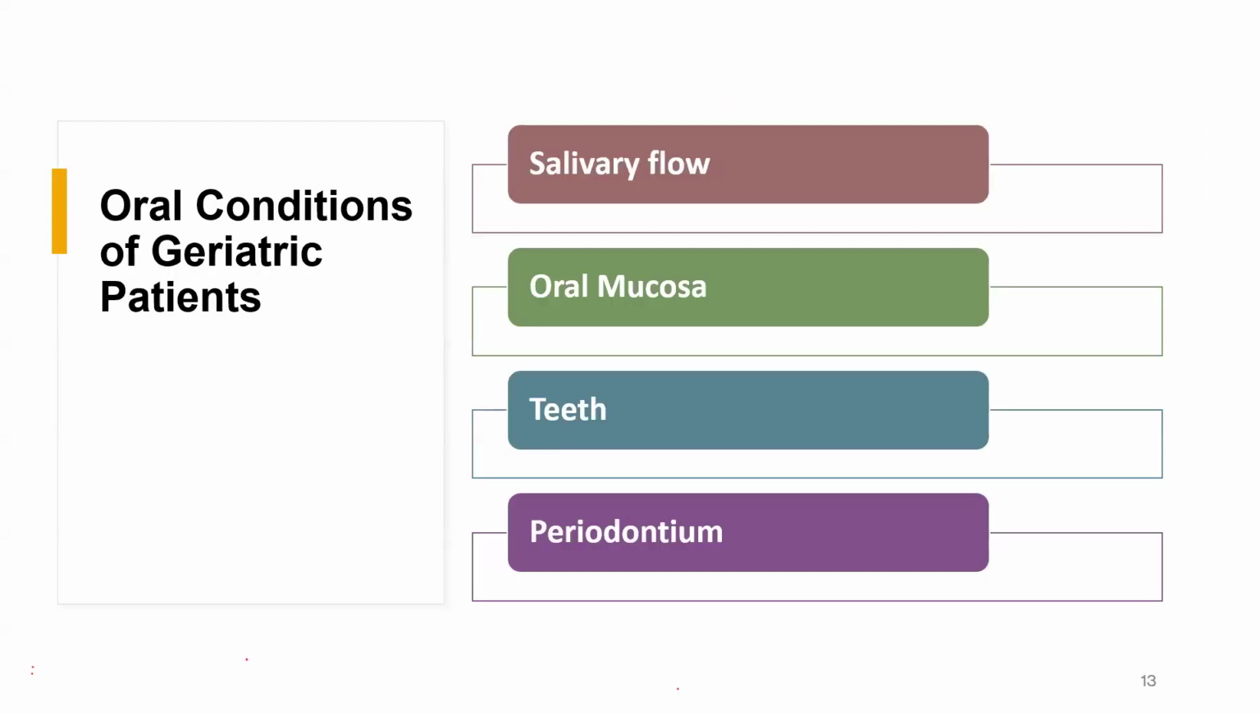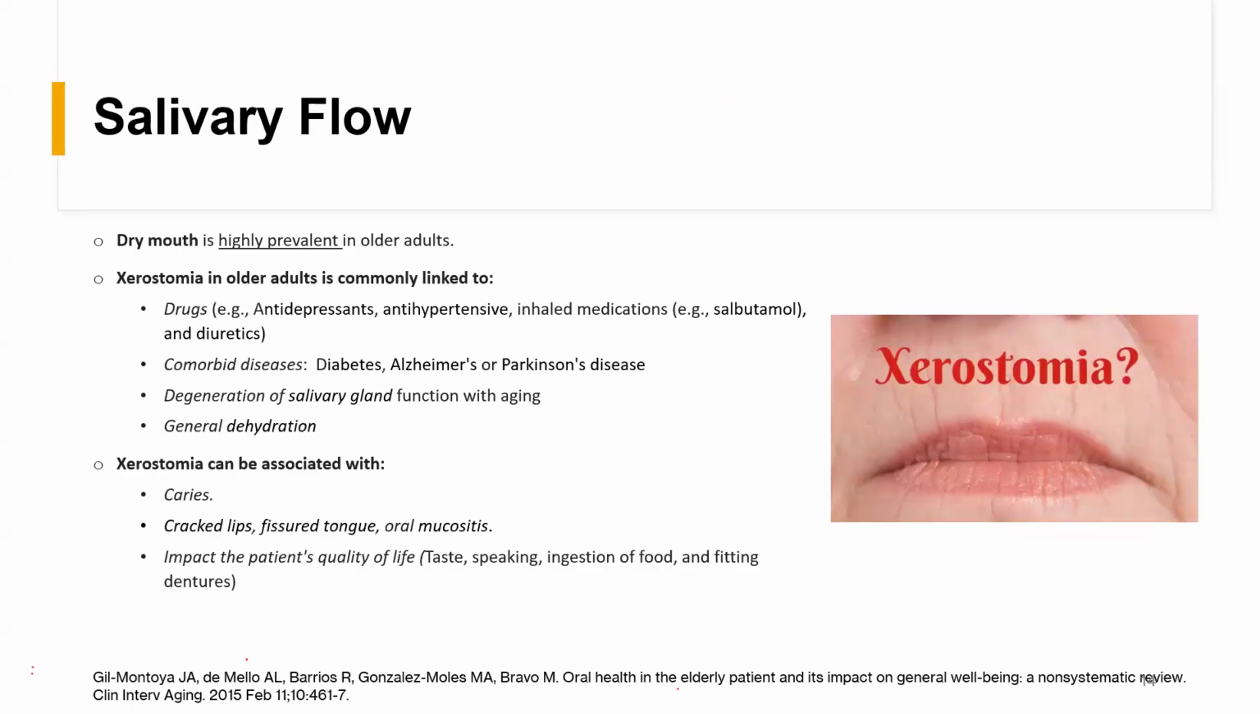Now, after we talked about the medical conditions, we will talk about the oral conditions of geriatric patients. We can classify these conditions based on their effect on salivary flow, oral mucosa, teeth, and periodontium.